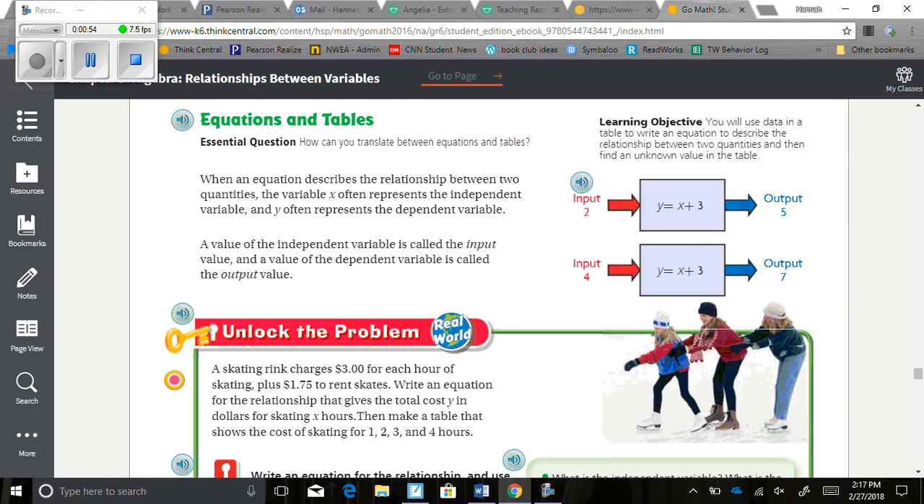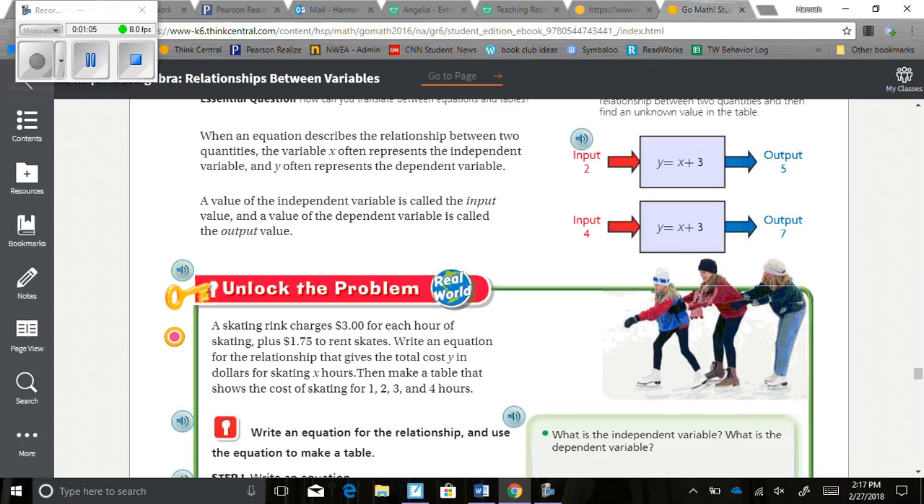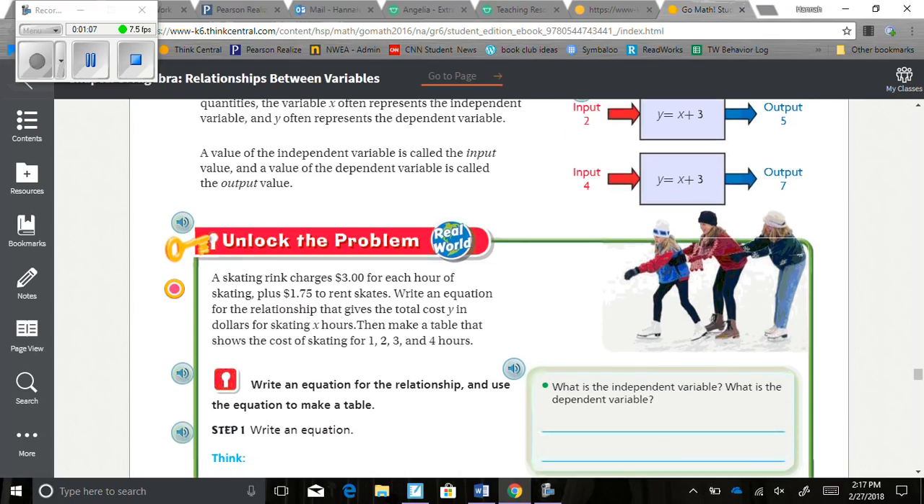So they put the input is 2. So y equals x plus 3, so the output would be 5 because y equals 2 plus 3, which is 5. So the y would equal 5 and the x would equal 2.